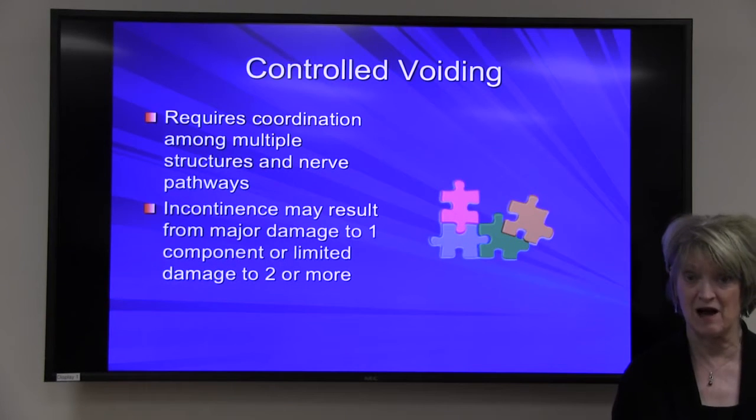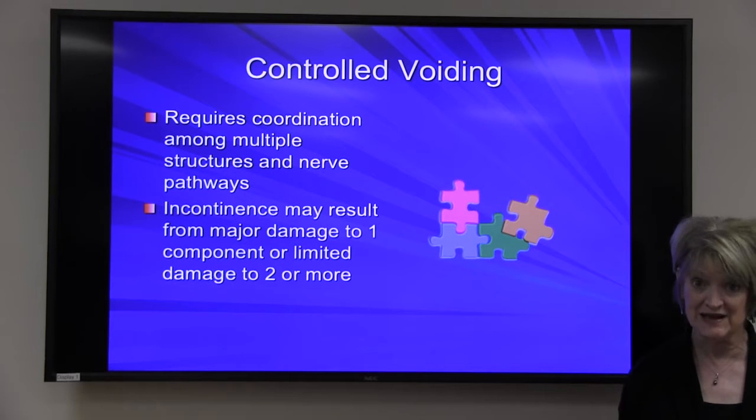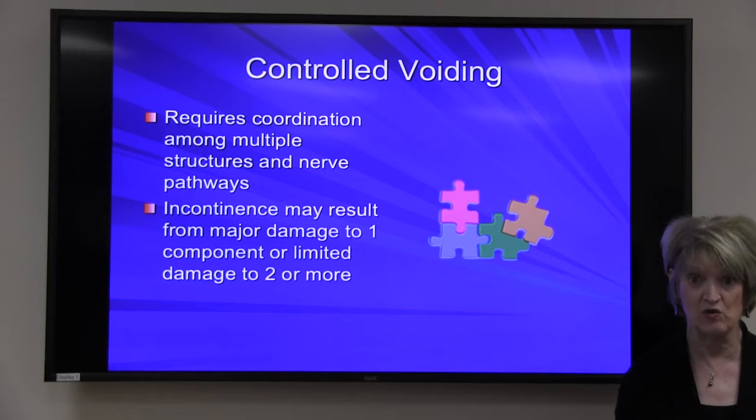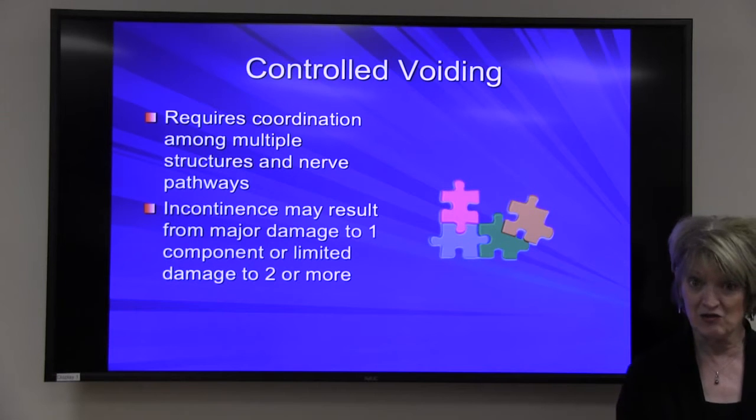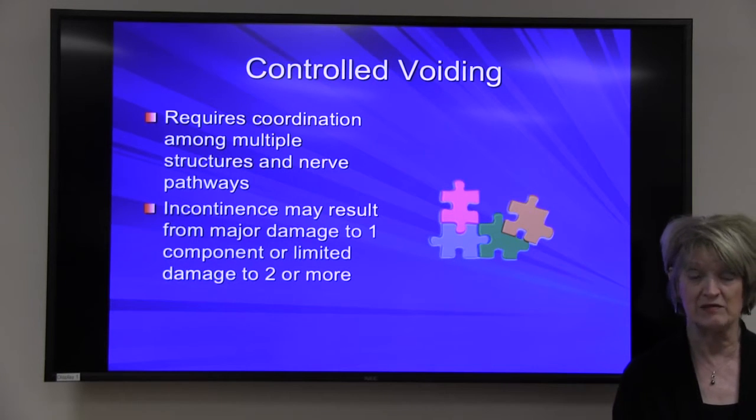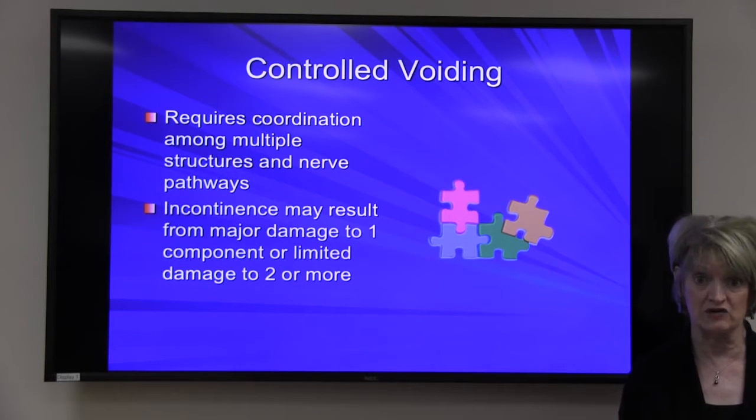Controlled voiding is complex. We don't think about it as something that we do automatically many times a day, and we never really think about the fact that this requires coordination among multiple structures and neurologic pathways until we have a problem. And then the complexity starts to become much more obvious. Incontinence can occur because of major damage to one component of the continence system or because of minor damage to two or more components.